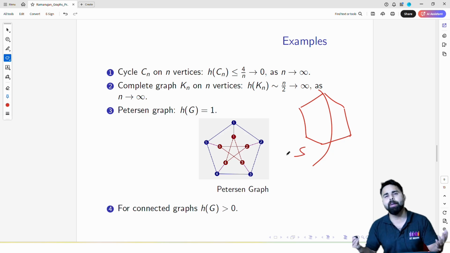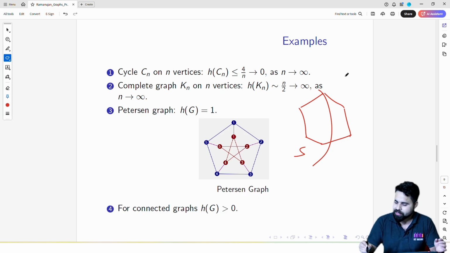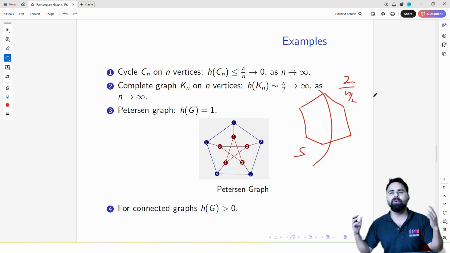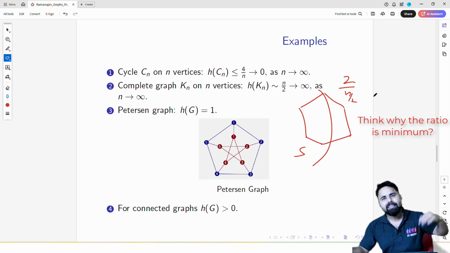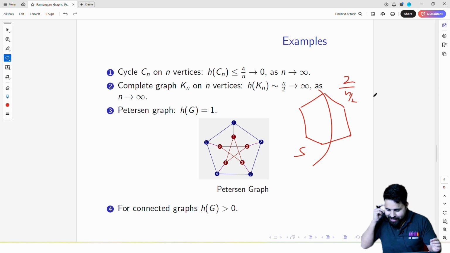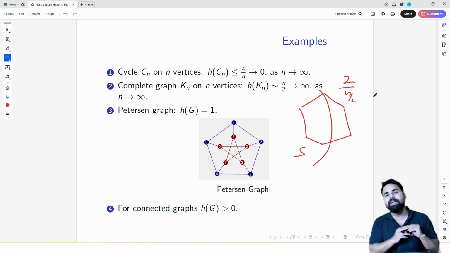So how many edges are going from S to its complement? There are only 2 edges. So it's 2 divided by n by 2, right? So it's actually 4 by n. And you can see that when n grows big, the expansion ratio goes very, very down. In fact, when n tends to infinity, the expansion ratio goes to 0. Okay, very good. What about the complete graphs?